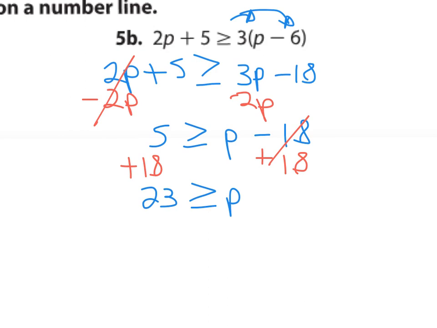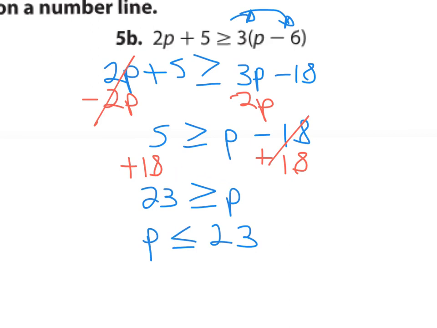What does that look like on the number line? Oh, but before I do that, I almost forgot. I should rewrite it as p is less than or equal to 23. Don't forget that when you put your variable on the left side, the symbol has to flip. Remember, this side, the pointy side, needs to follow the p. So if a p goes to this side, so does the pointy side.